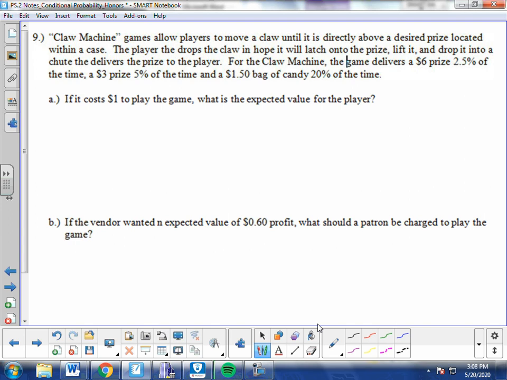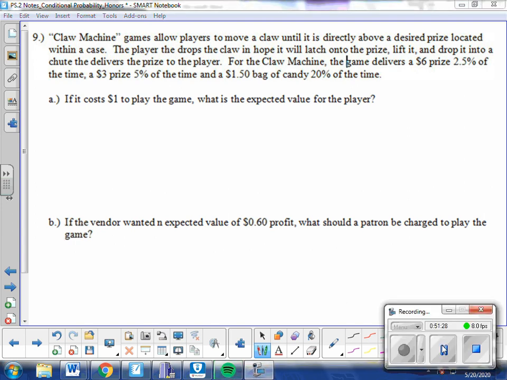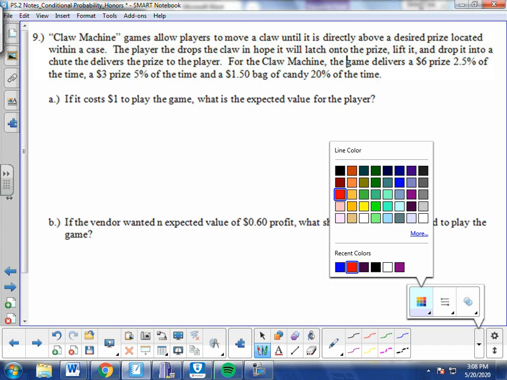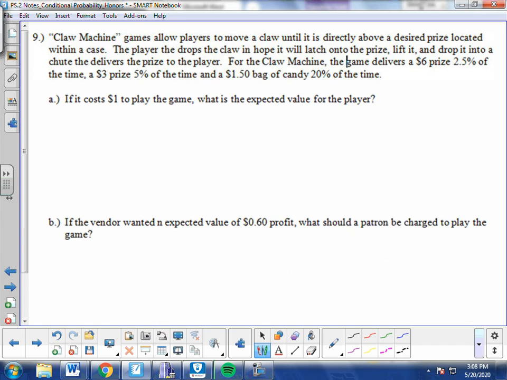For the claw machine, the game delivers a $6 prize 2.5% of the time, a $3 prize 5% of the time, and a $1.50 bag of candy 20% of the time. It says if it costs $1 to play the game, what is the expected value for the player? So from the player's perspective, this is actually the basic form of what they use to figure out how much to make a player pay. So let's say expected value is what we're looking for. The cost is $1 to play the game. So we put $1 in and we never get that dollar back.